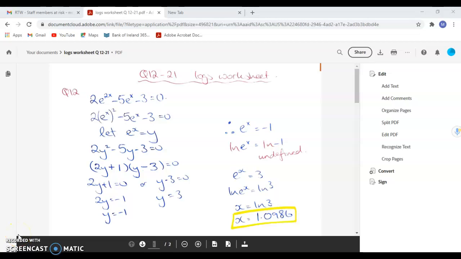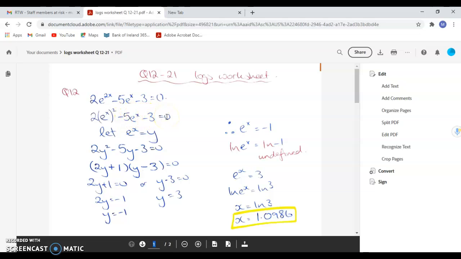Okay, so I just want to go through question 12 to 21 on the logs worksheet. Let's have a look at the first one here. The first one I need to use substitution for it, okay? So the first thing I'm doing is splitting out this. You can take the 2 outside because when you have a power to a power, you multiply them. So I have 2e^x squared minus 5e^x minus 3 equals 0.